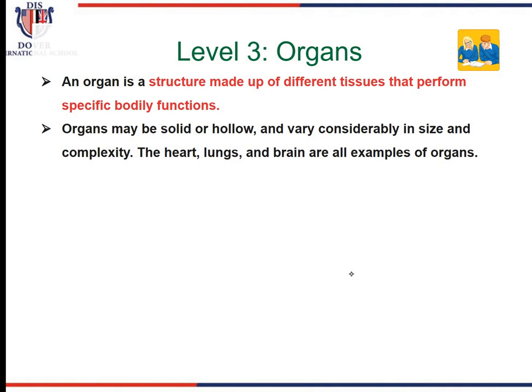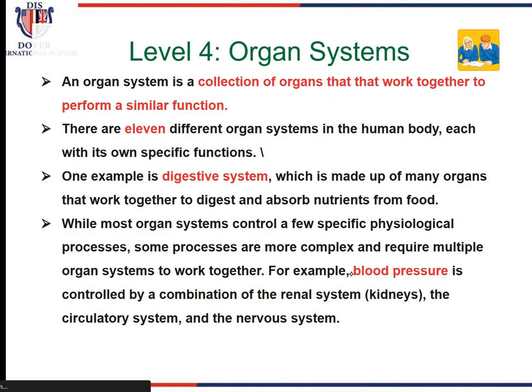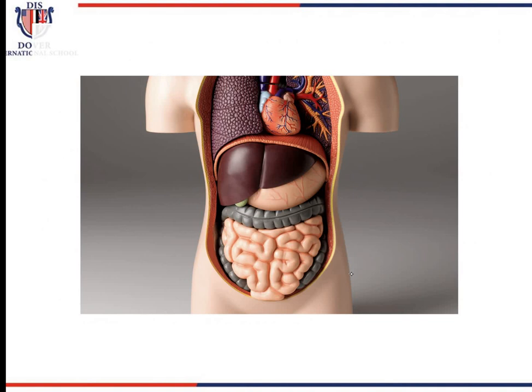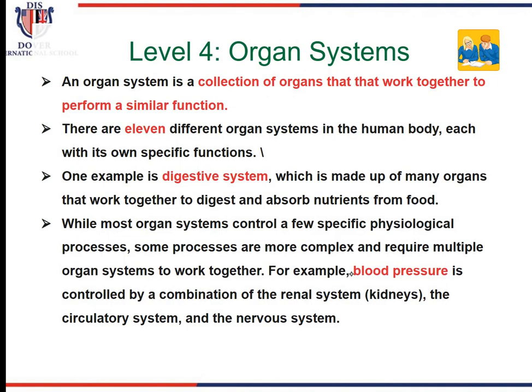An organ is a structure made up of different tissues. Different tissues combine together to give me an organ that will perform one specific function. So here I have many organs together. If I have many organs together, this is an organ system. So an organ system is a collection of organs that work together to perform a similar function.